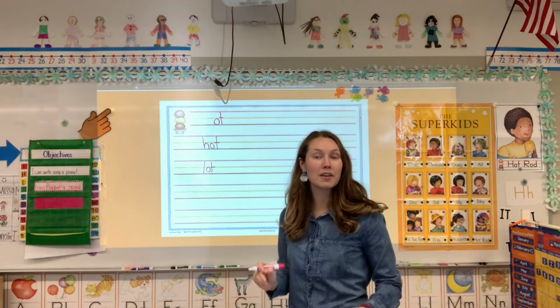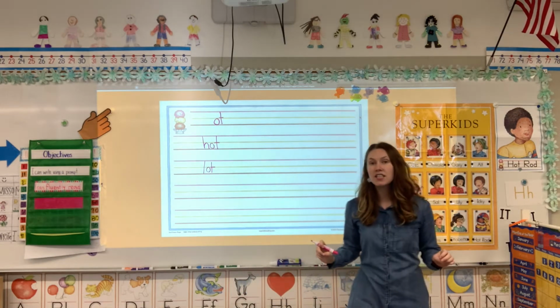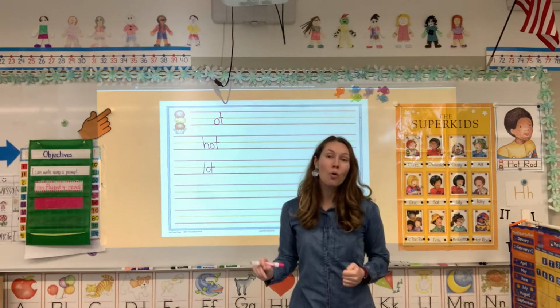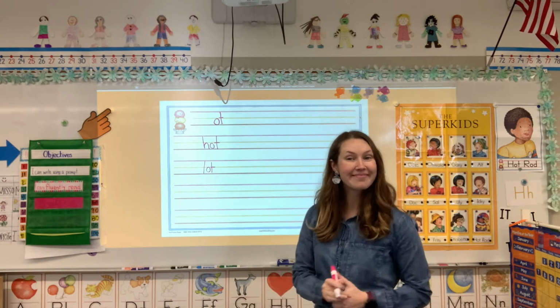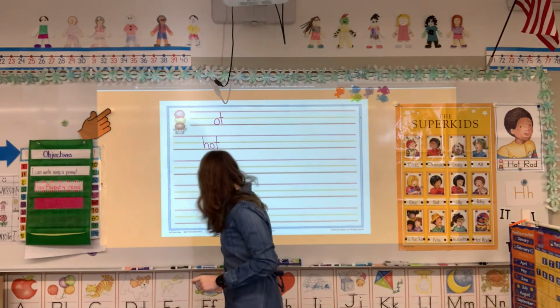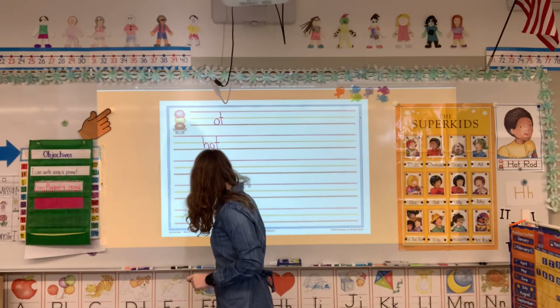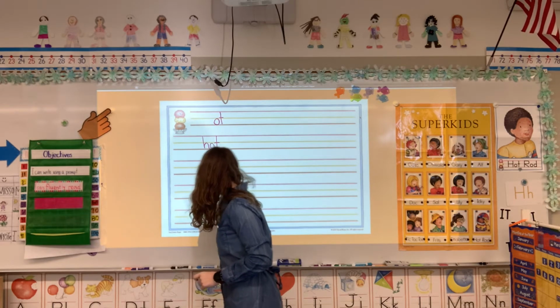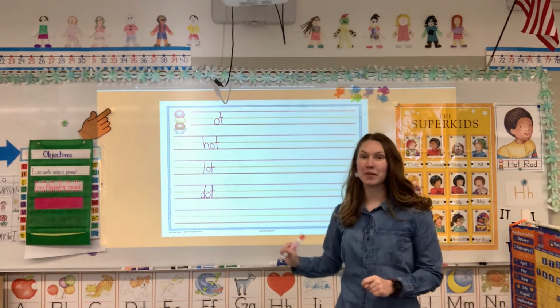Let's do another one. This time we're going to write dot. Dot. What do we hear at the beginning of dot? That's right, it's a letter D. So I'm going to start with the letter D and then add my ot family ending, O-T. Dot.